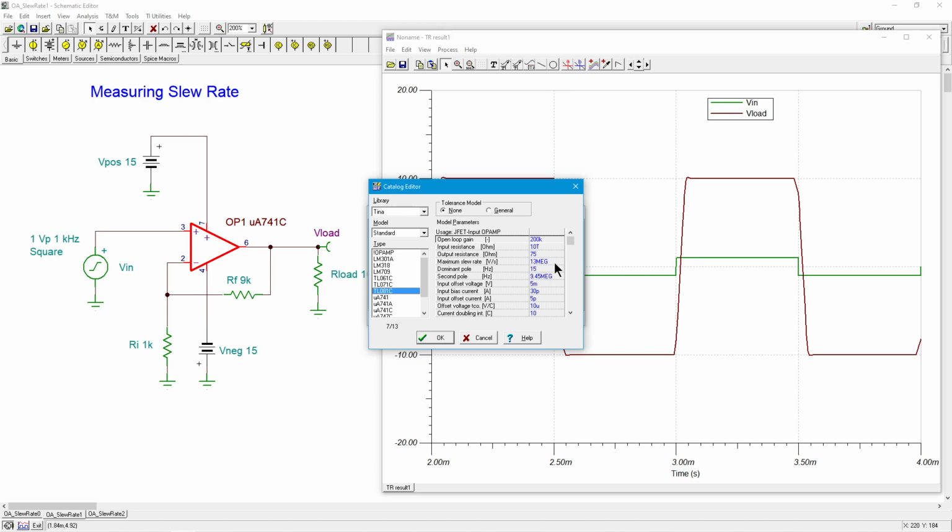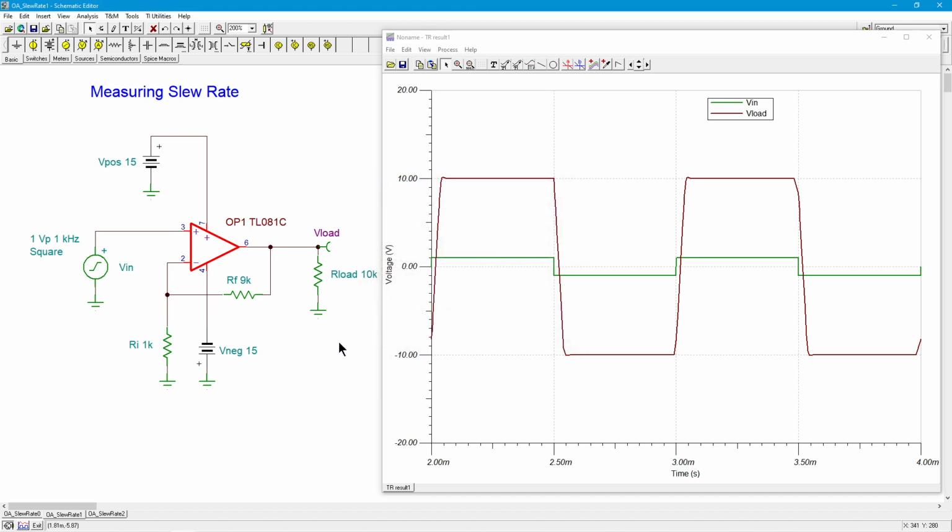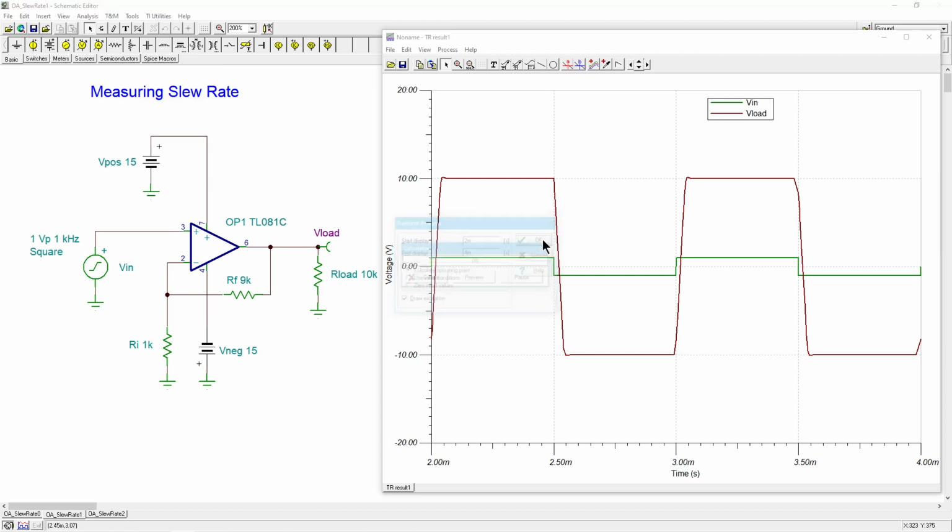Like I said, 99% of the time it's given in volts per microsecond. Sounds impressive, though, if you say it's 13 million volts per second. It's that per second that'll get you. All right, so let's redo this one, do that same transient analysis and see what the difference is.